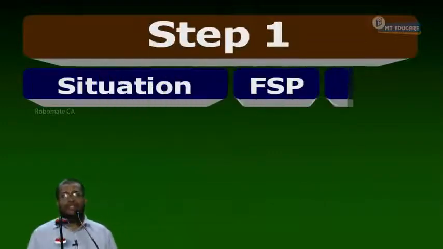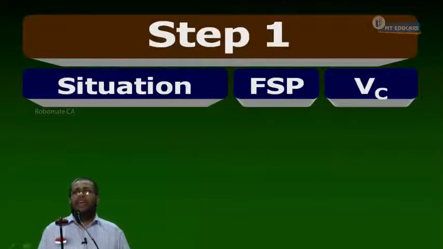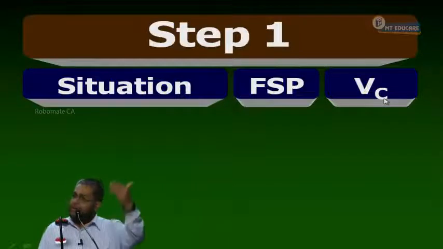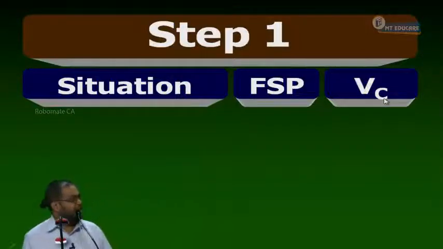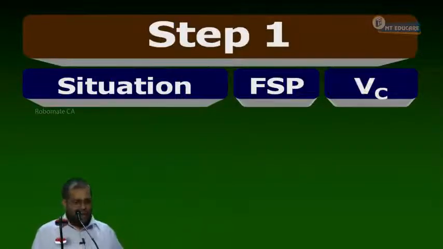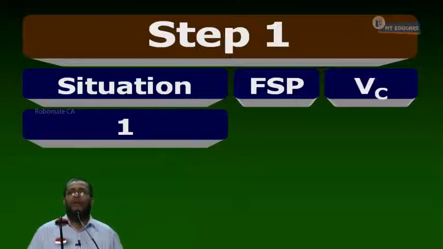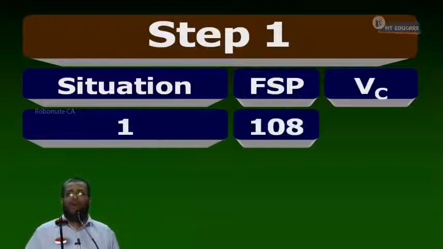Now, let's once again redo this problem quickly. No need to copy, just participate now. Okay. Step 1 is change in VC and change in FSP. Here, the value of the call means the value on the maturity date. Yes or no? Because if I discount, I get the value today. Now, situation 1. FSP can be 108 or 90.